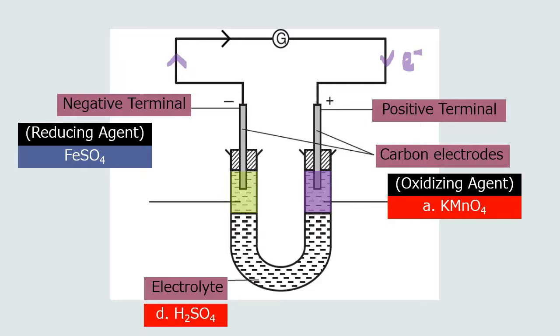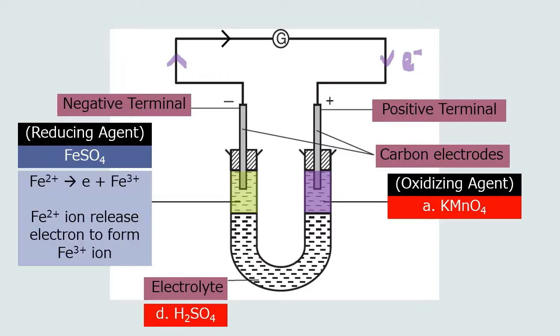Let us see what happens during these reactions. Iron(II) ions will release electrons to form iron(III) ions. Again, we know that iron(III) ions are brown in color. In this reaction, iron(II) ions undergo oxidation. Therefore, iron(II) ion is a reducing agent.